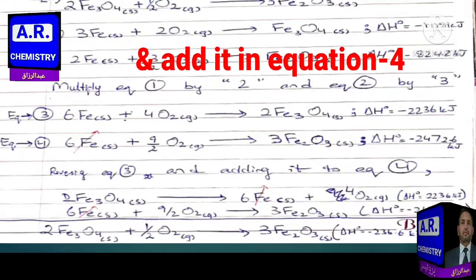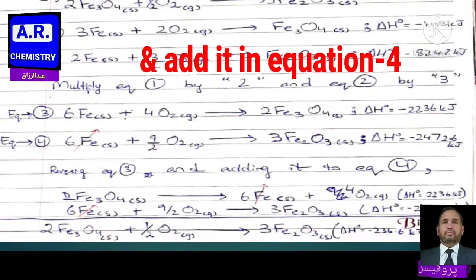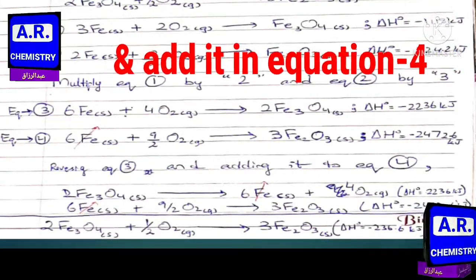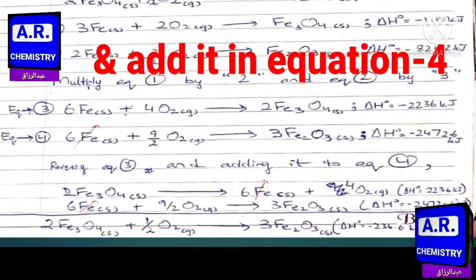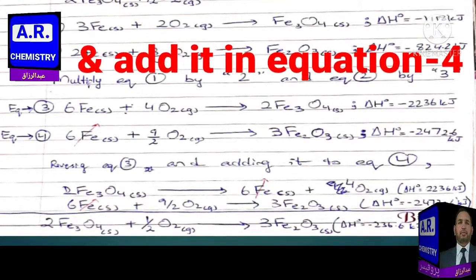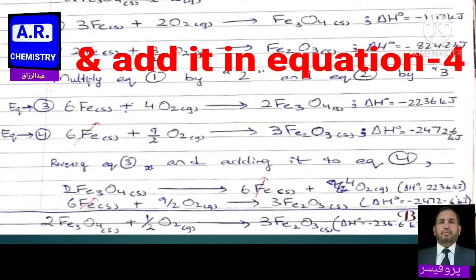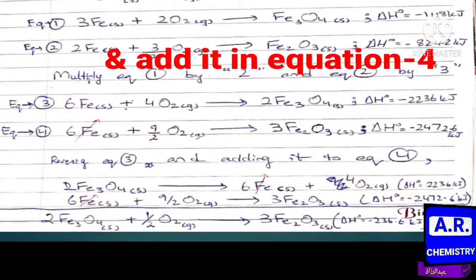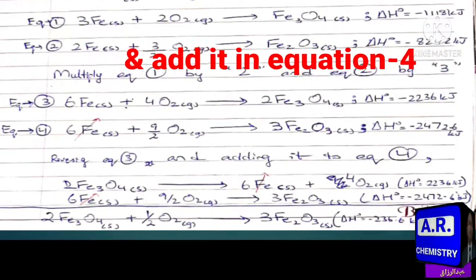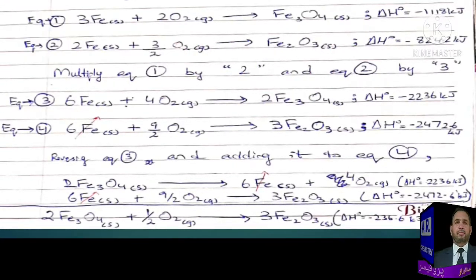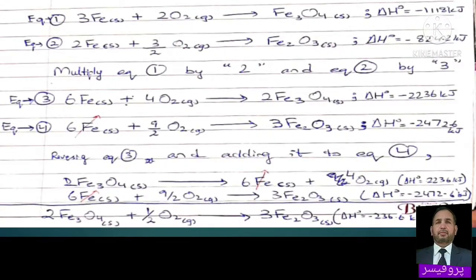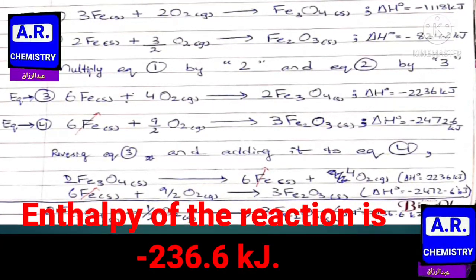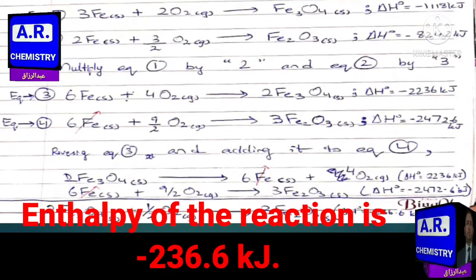You find that the irons will be cancelled out, and finally you would get 2 Fe3O4 plus half O2 giving us 3 Fe2O3, and you are also to put their enthalpy values in the same way. If addition is carried out, then you are to add. If multiplication is carried out, you are to multiply. If subtraction is carried out, you are to subtract these values one from the other. In this way you can get your final answer.